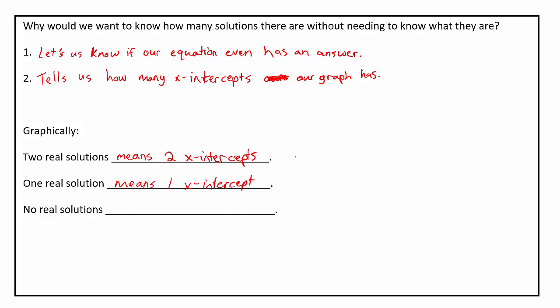And so one x-intercept, if you think about it, means that our graph touches and goes back up, or if it's going down, it touches someplace, but it doesn't actually go through. And then no real solutions means that there are no x-intercepts. And so it would hover above or hover below our x-axis. So that means that we could do a problem like the following.